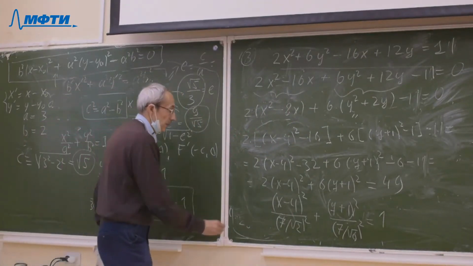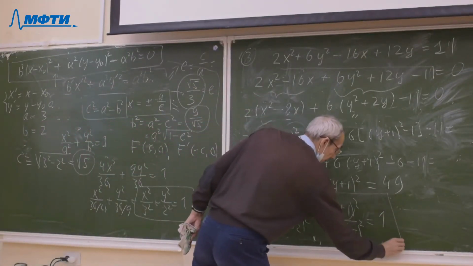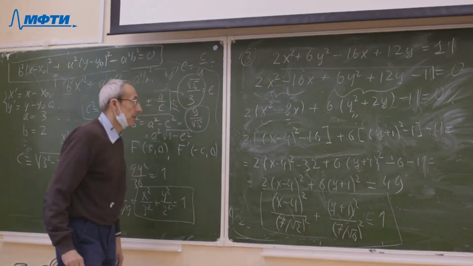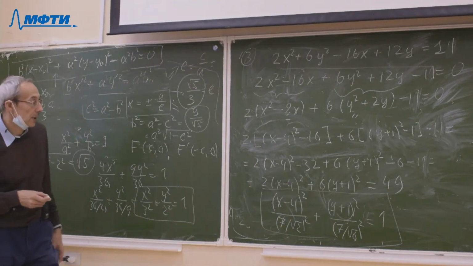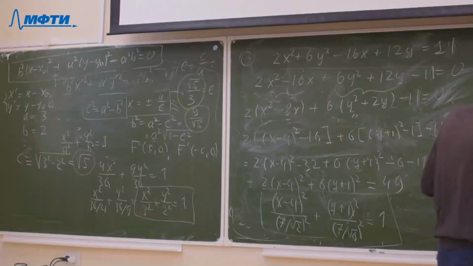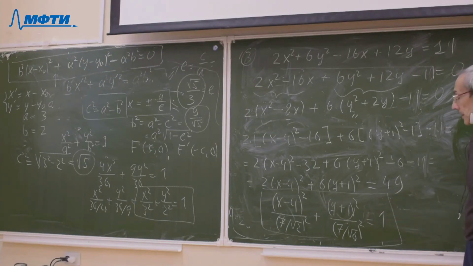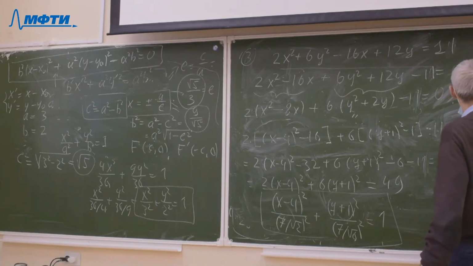We obtain the following canonical equation of the ellipse. And we can draw the picture and find all the parameters which define this ellipse. For example, we have that a is equal to 7 root square 6, b is equal to 7.